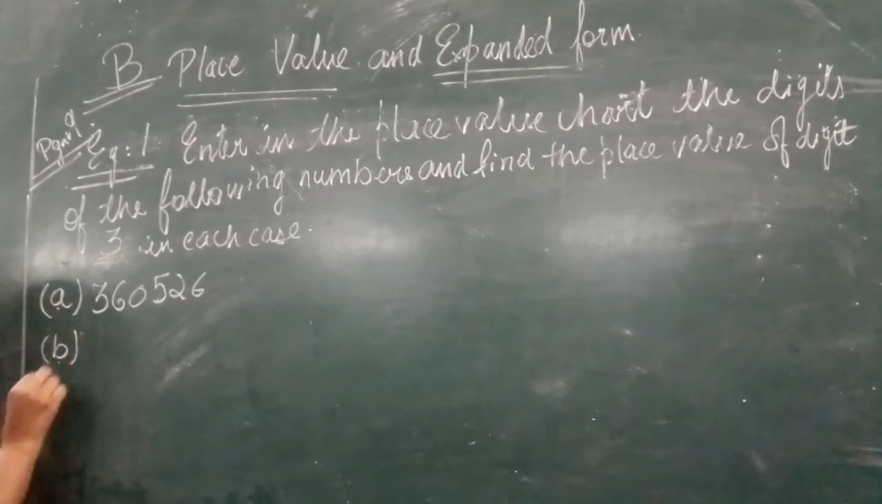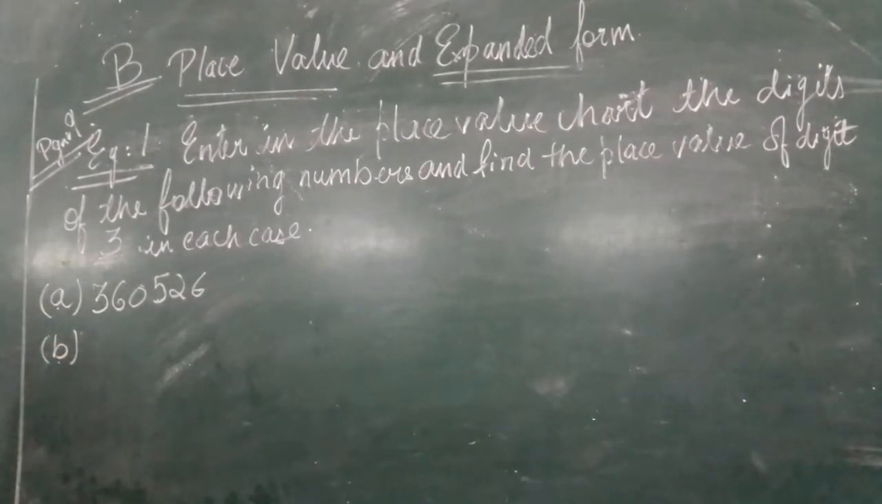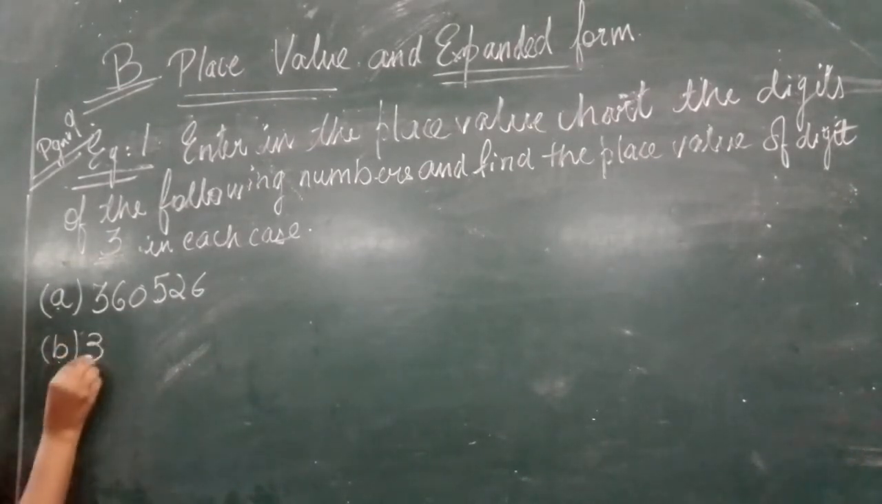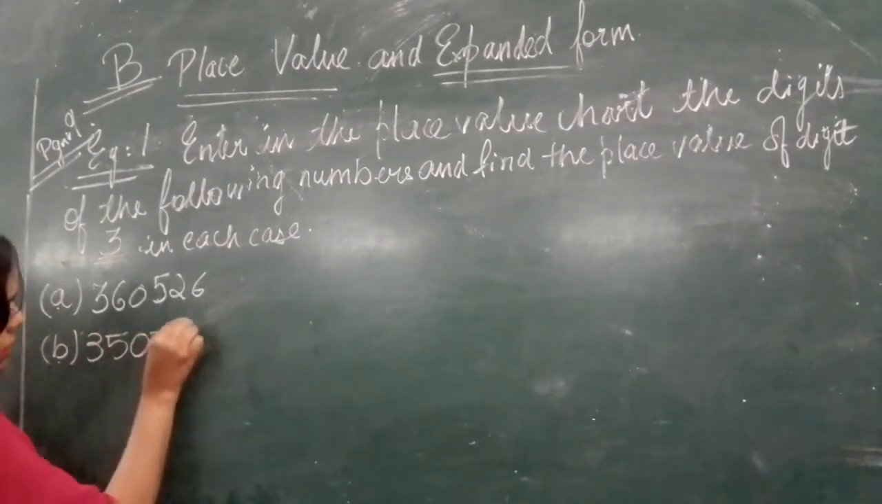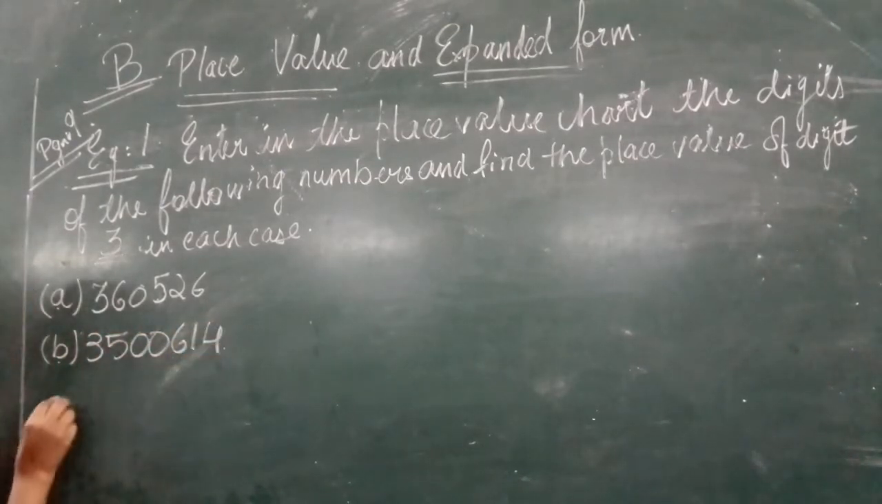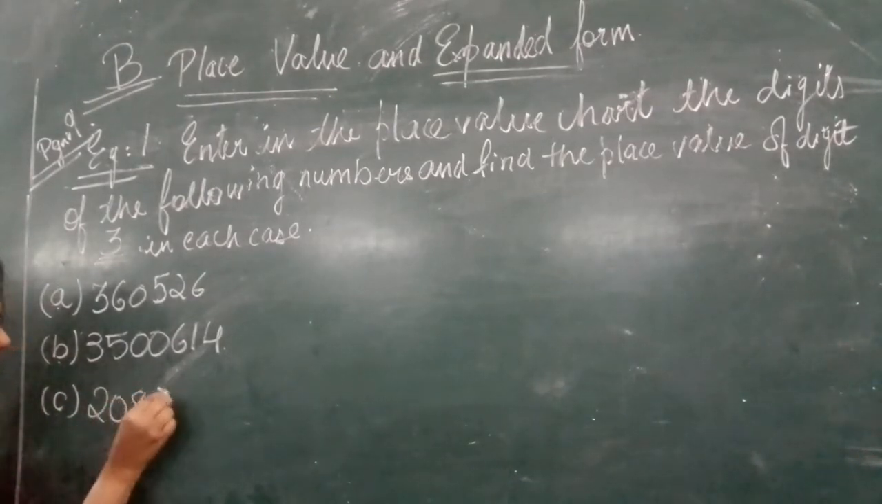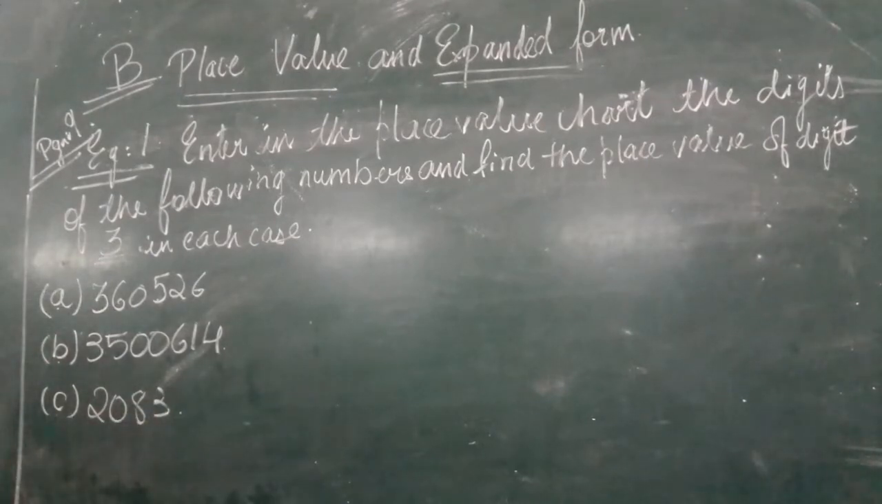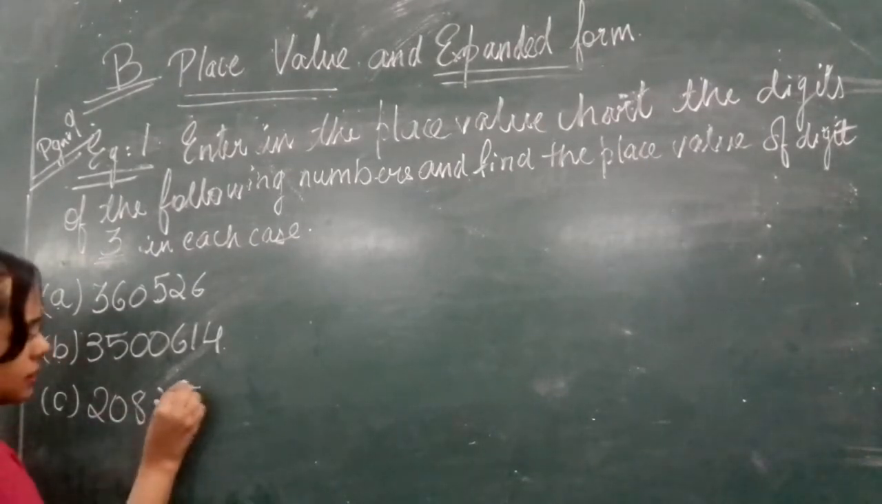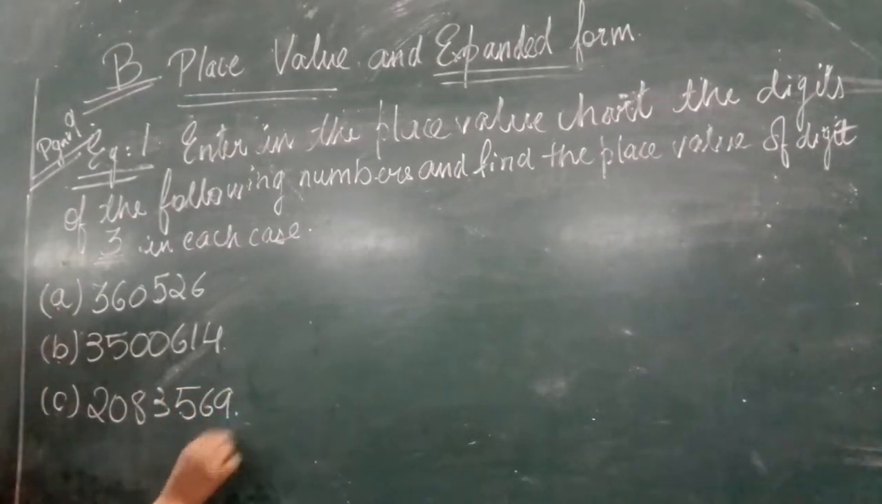Then the next question is B, 3500614. The C is 2083560. Okay, so these are your questions.